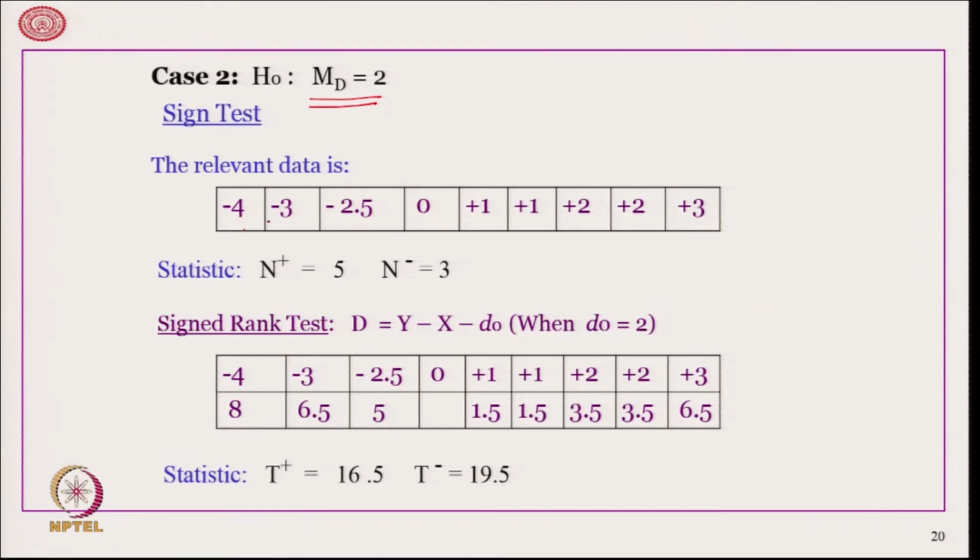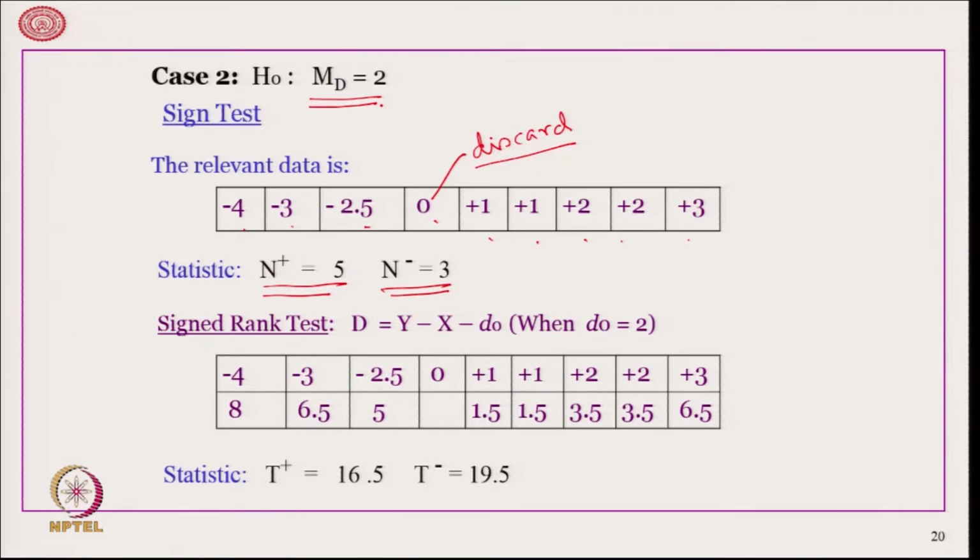Therefore, we are getting minus 4, minus 3, minus 2.5, 0, and then 1, 1, 2, 2 and 3. Therefore, when we are applying sign test, we are getting n plus is equal to 5 and n minus is equal to 3, because we are discarding this as it is the same as the value 0, and since it is 0 centered, therefore, we discard that value 0.